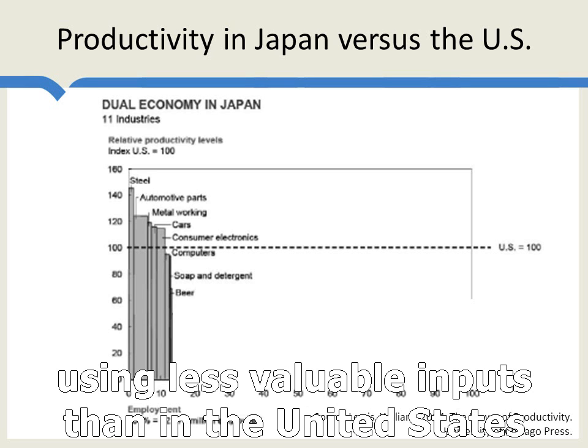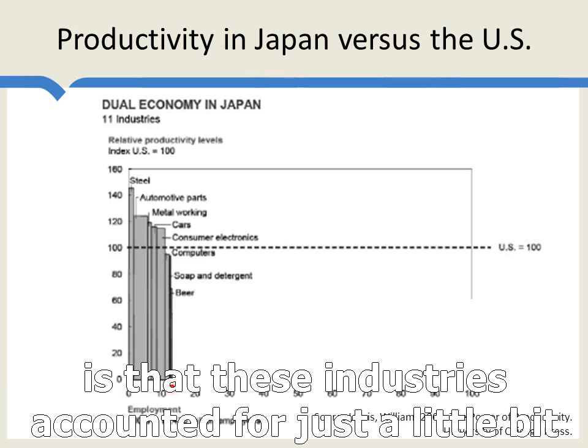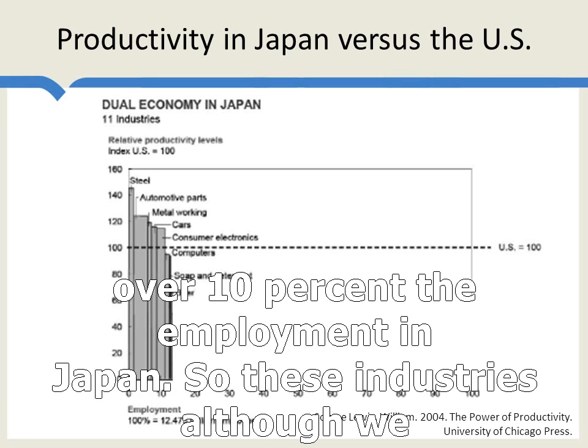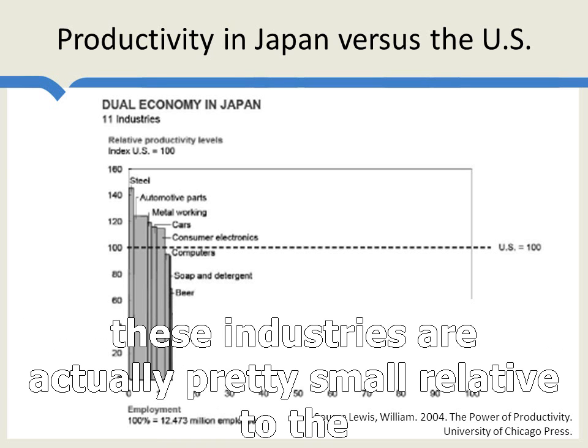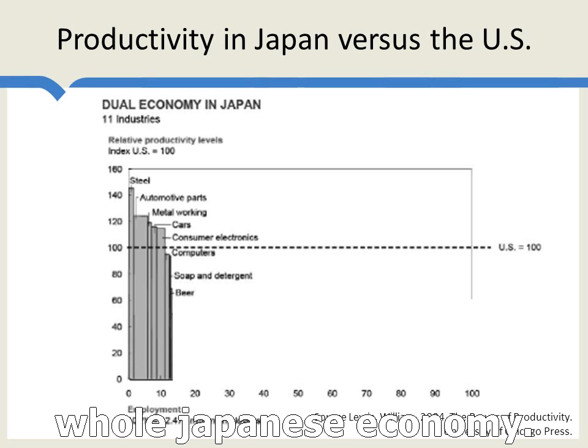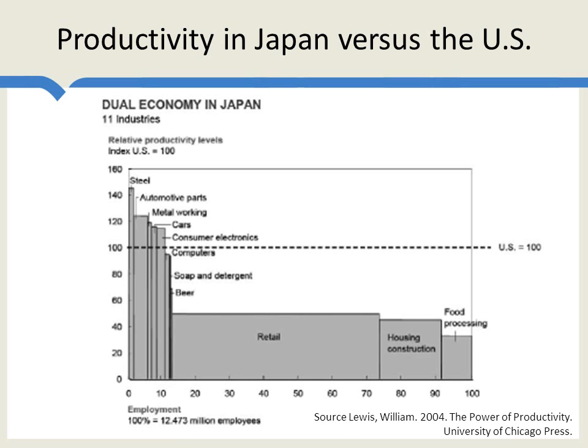But what about the rest of Japan? What we also see in this graph is that these industries accounted for just a little bit over 10% of the employment in Japan. So these industries, although we think of them as representing Japan Inc., are actually pretty small relative to the whole Japanese economy. So what does the rest of the Japanese economy look like? Well, astoundingly, it looks like this.